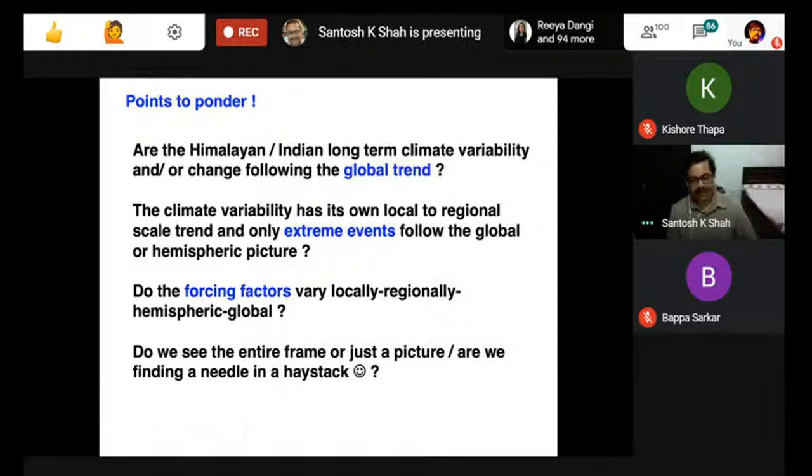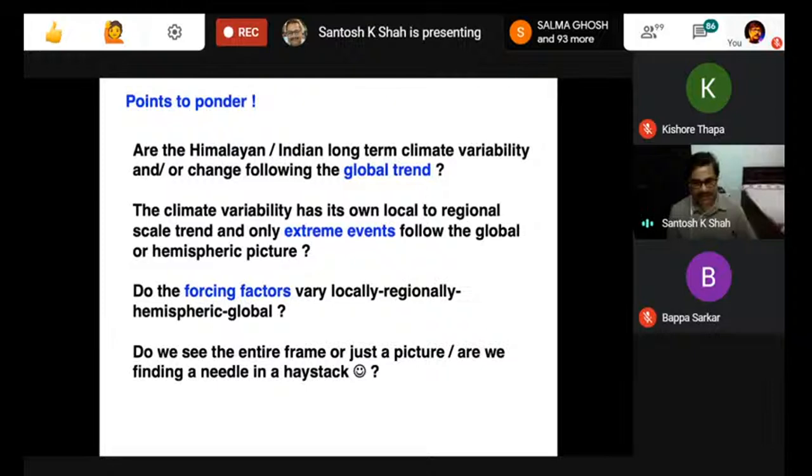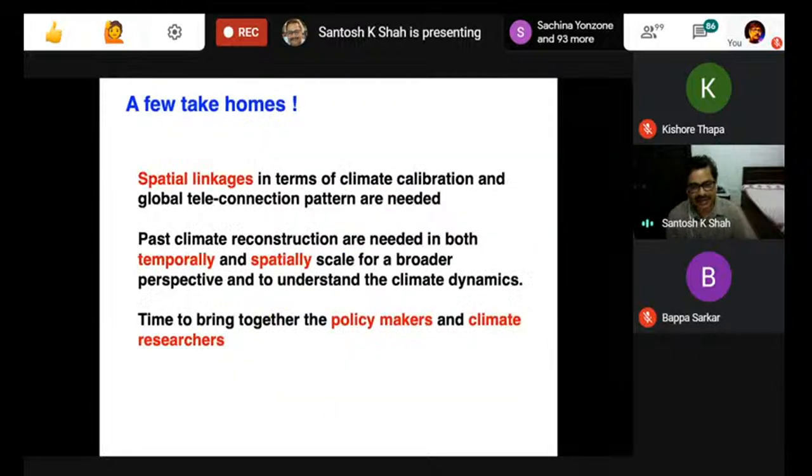And we have to check whether only the extreme events are following the global or hemispheric picture or not. And do the forcing factors vary locally, regionally, or hemispherically, globally? Because like the Tambora eruption, it affected the entire globe, but in some areas it had no effect. So do we see the entire frame or just a picture, or are we finding a needle in a haystack?